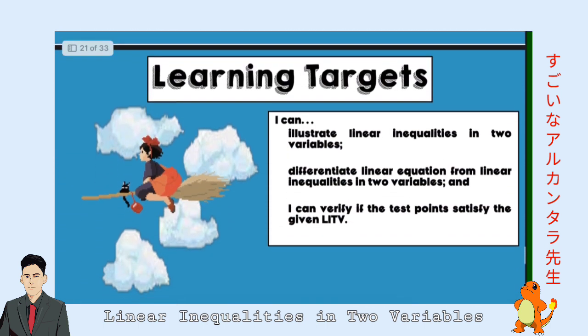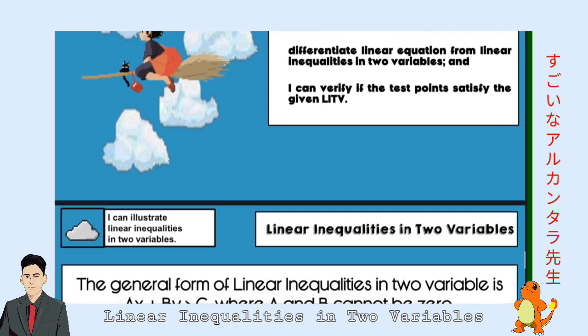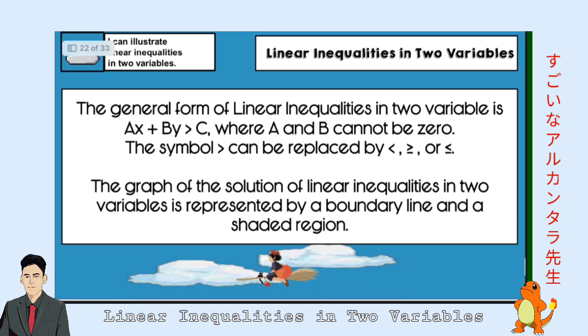Now let's continue for our second part. This time around, we're going to verify test points also, just like earlier, but we're going to focus more on that. So again, a linear inequality in two variables has the same standard form as linear equations, but the difference is the symbols that we're using. We have greater than, less than, greater than or equal to, and less than or equal to.